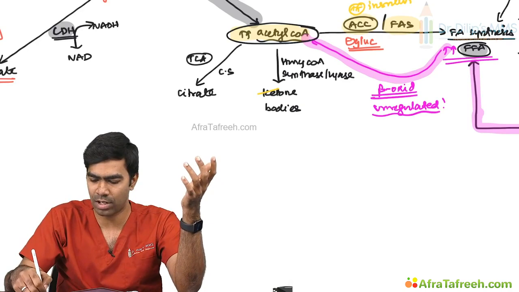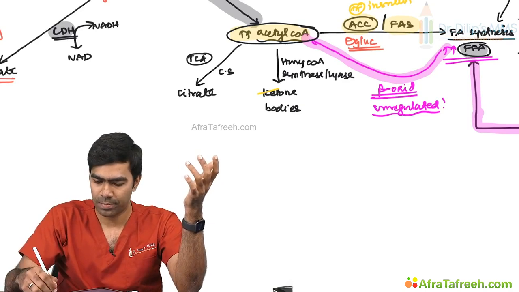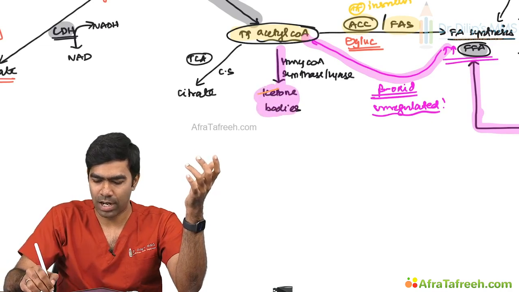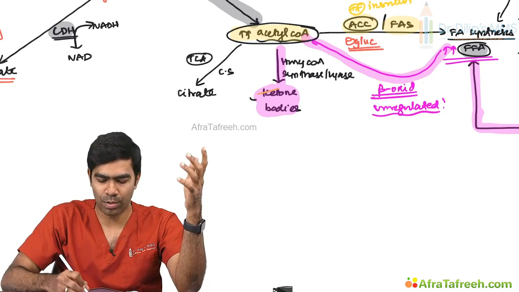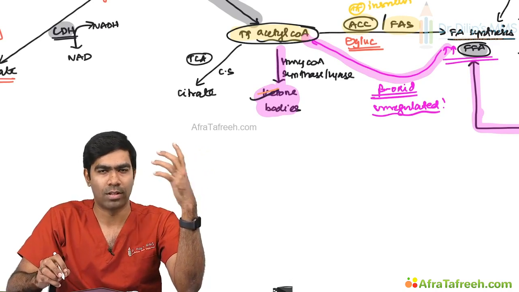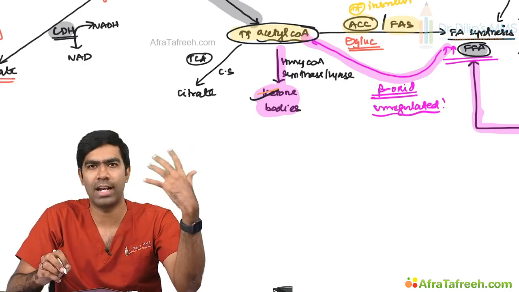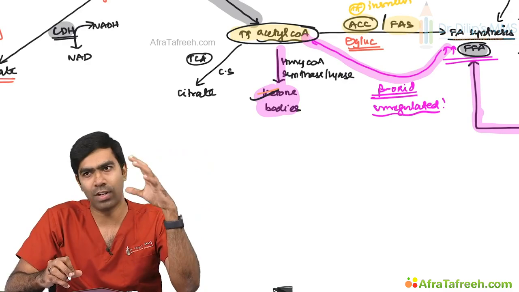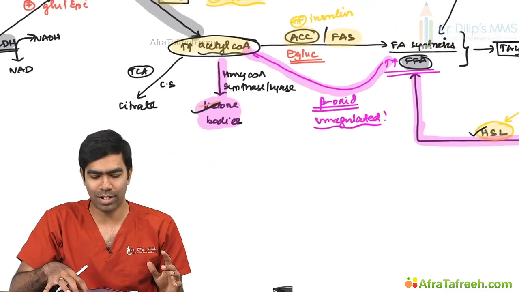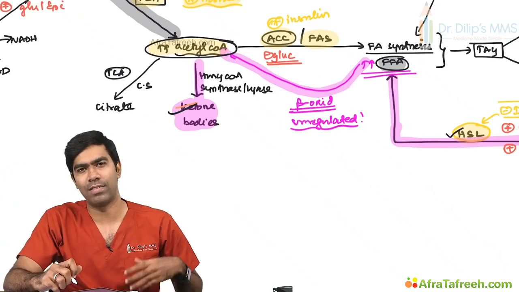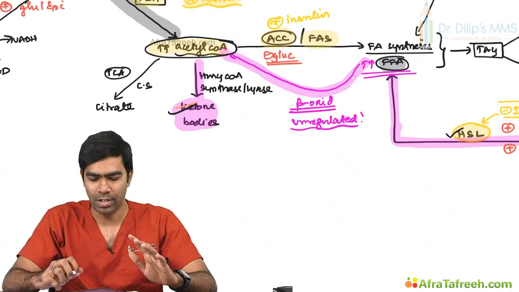In the sense they will be shunted towards ketone body production only. So that's why in the absence of insulin, you're going to produce more ketone bodies. That's why absence of insulin is a ketogenic state. Presence of insulin is an anti-ketogenic state because insulin will not allow the ketone bodies to form, because in the liver they're going to suck out all the acetyl-CoA towards fatty acid production, leaving nothing for ketone body production.